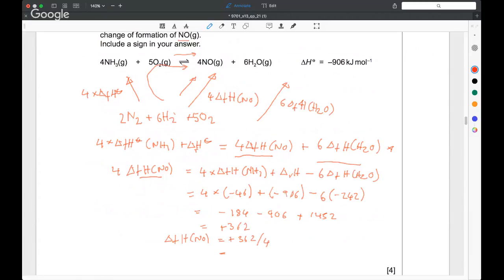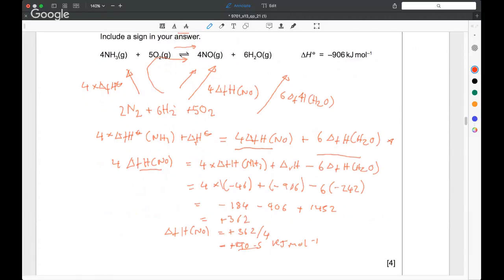And that ends up with 90.5 kilojoules per mole. We have our units in there. And in these questions, whether it's negative or positive, make sure you put the sign in. If you check in the mark scheme, they're absolutely certain that if it's a positive value, you need to put in the positive sign there. So we've got plus 90.5 kilojoules per mole as our answer. Good.